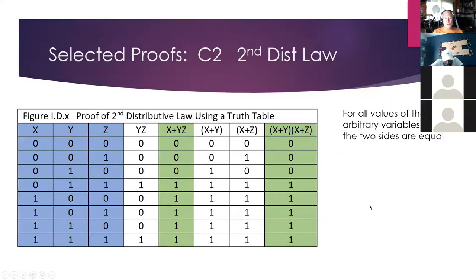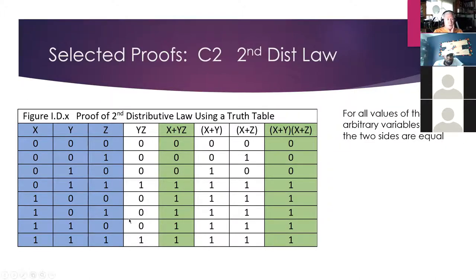Now, you can never do this in typical algebra because a single variable can take on an infinite range of values. So you can never compare all possible values. It's just way beyond possibility. But here you can, because we only have 8 combinations. And for all 8 combinations, X plus YZ has exactly the same value as the quantity X plus Y times the quantity X plus Z. So it proves that it's true. Now you can do it other ways too. You can use your other rules of switching algebra and prove it as well.